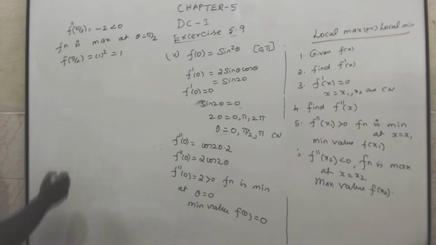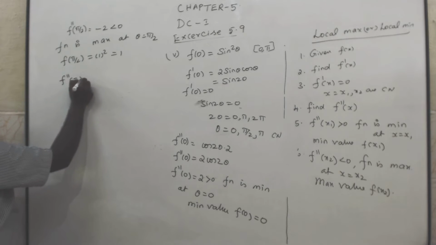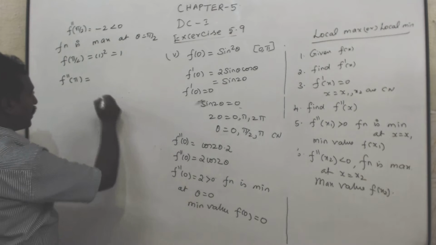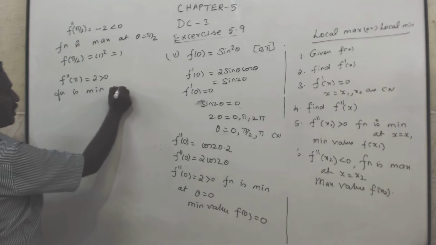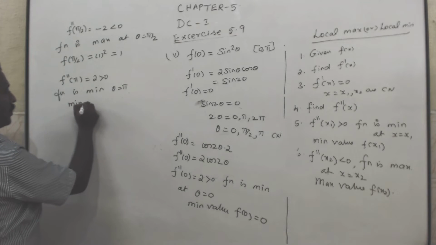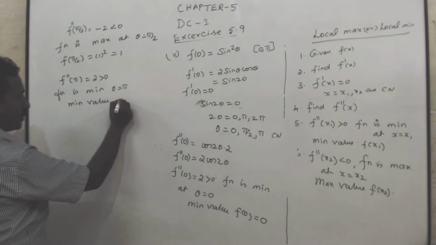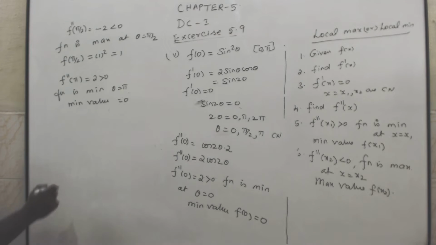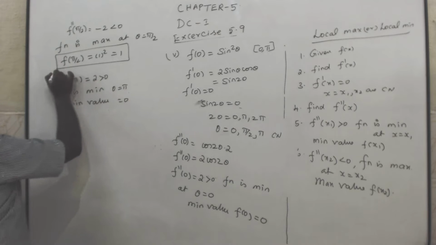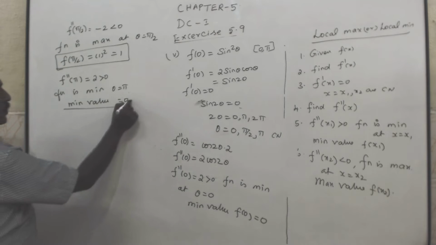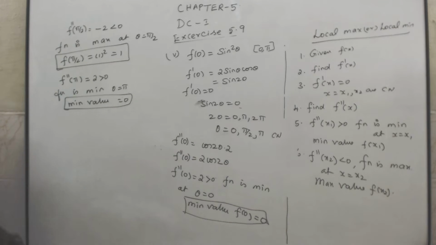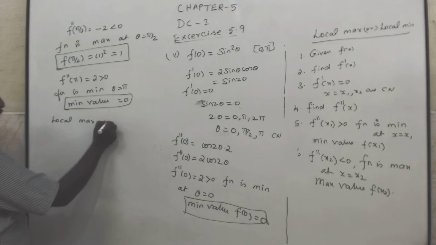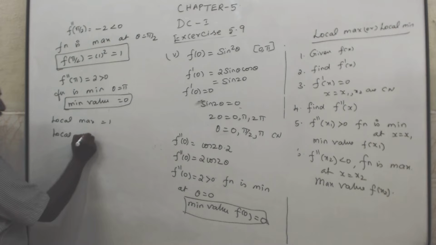Next, I will consider pi. F double dash of pi is cos 2 pi, once again 2, positive, so the function is minimum at theta equal to pi, and the minimum value is 0. Therefore, the maximum value is 1 and the minimum value is 0. In this case 0, here also 0. Therefore, the absolute minimum value is 0. Therefore, the local maximum is 1 and the local minimum is 0.